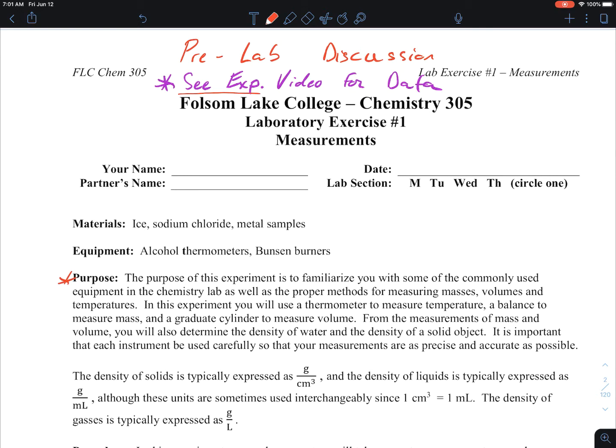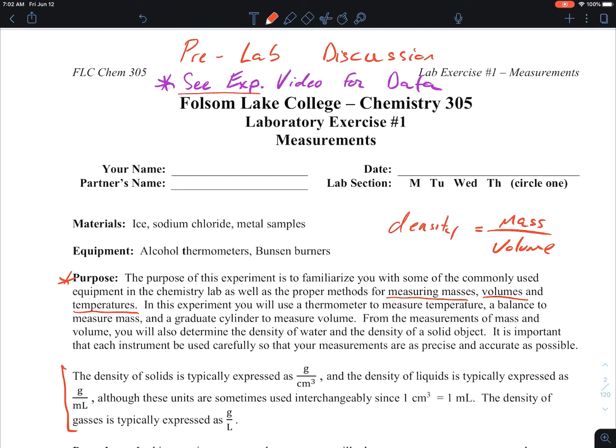The purpose of this experiment is to really just familiarize you with common measurements in the chemistry lab. So you're going to be looking at measuring masses, some volumes and temperatures, and then you're going to get a chance to calculate density of a solid and then density of water. Remember from lecture, density just equals mass over volume. So in part of this experiment, you're going to take your mass measurements and your volume measurements and calculate density.